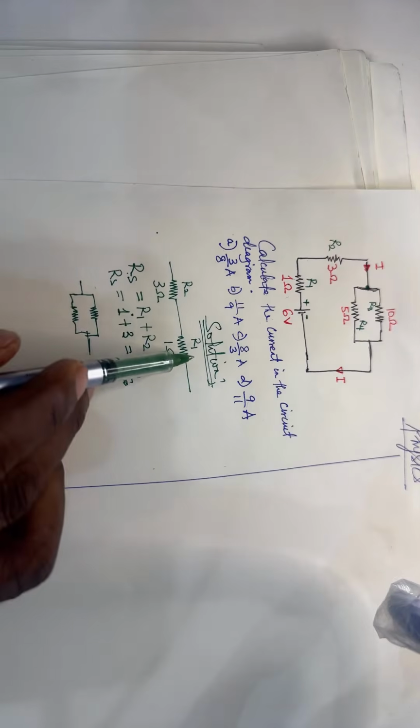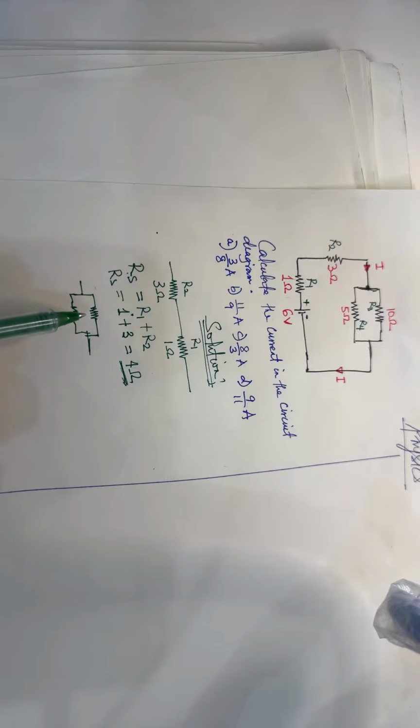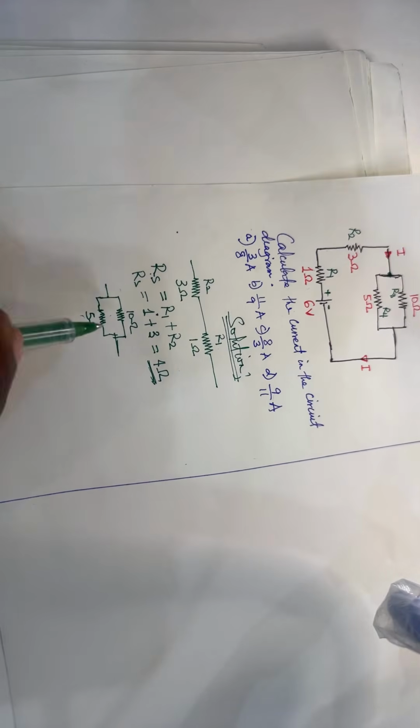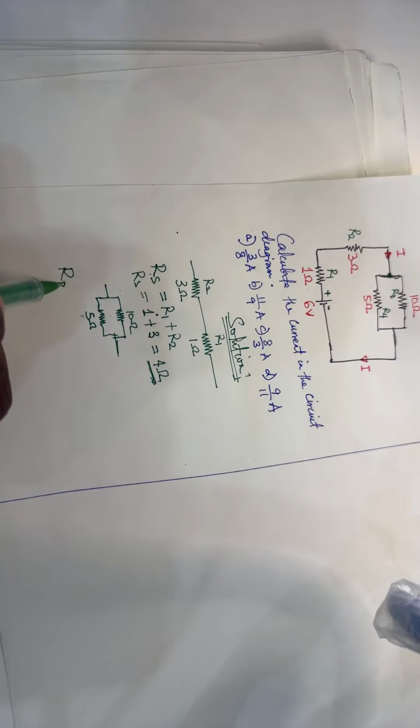See, this one and this one are not the same thing. This one is a parallel connection, where this one is 10 ohms and this one is 5 ohms. So if you want to calculate the total resistor for this particular one, just say R parallel, the total resistor for the parallel connection will be equal to this one.